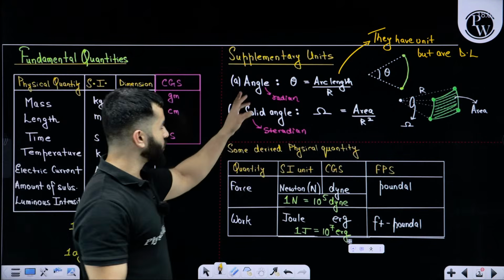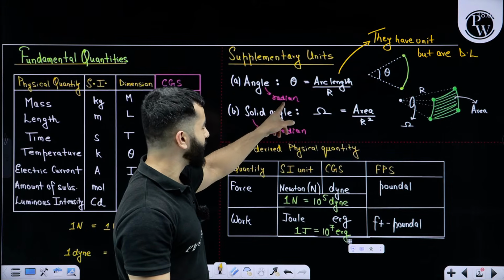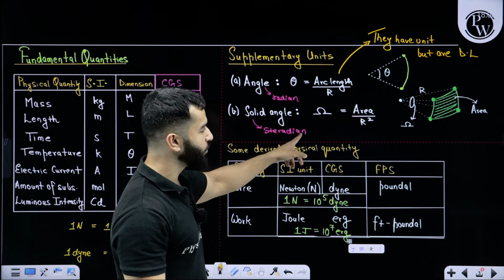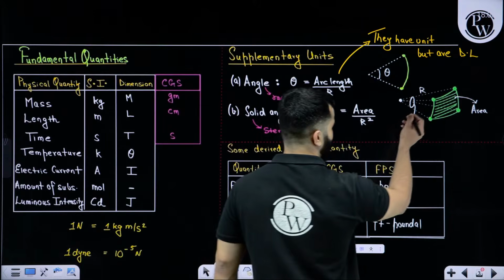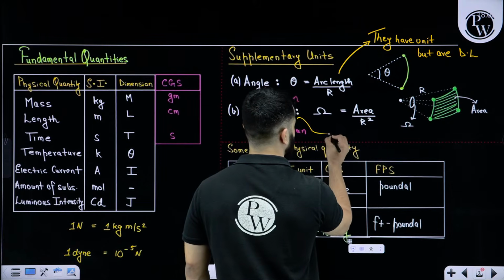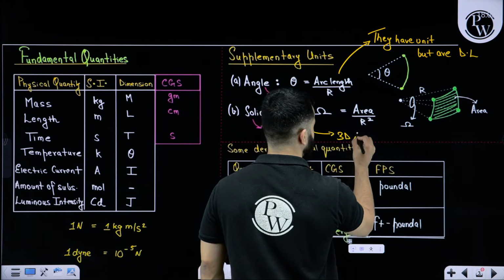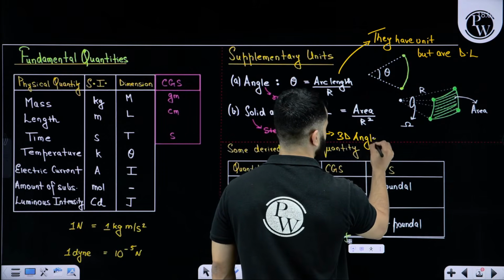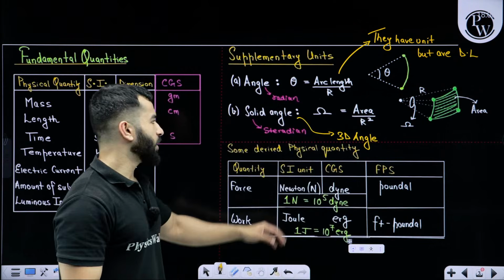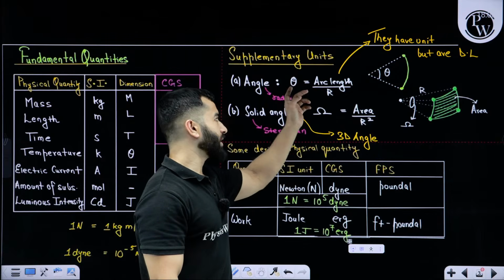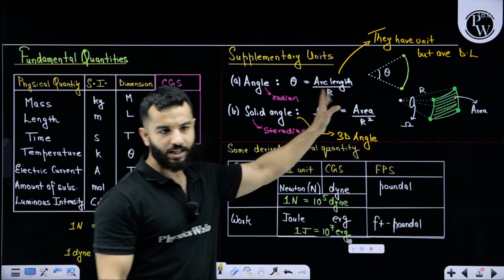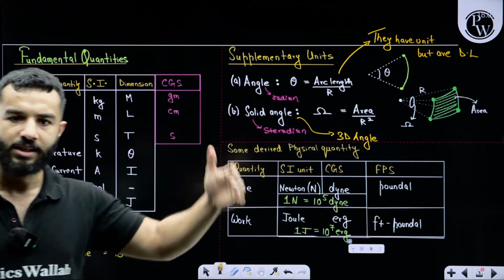And then you have angle. The SI unit is radian. The SI unit for solid angle is steradian. Solid angle is nothing but a 3D angle. The formula for this is area divided by r square. For angle, it is arc length divided by r. Got it? Arc length divided by r.